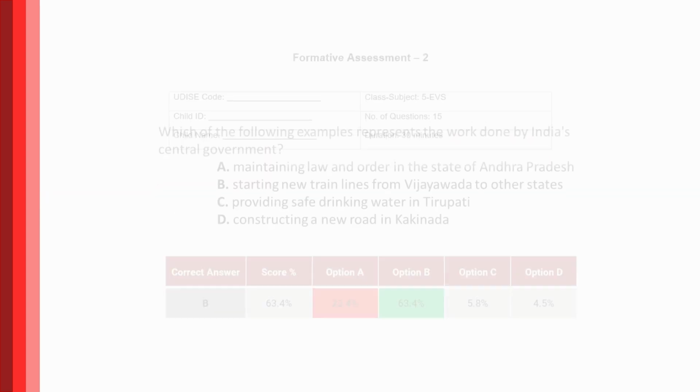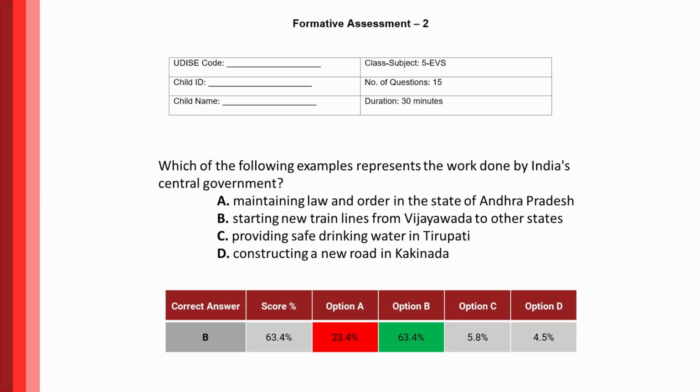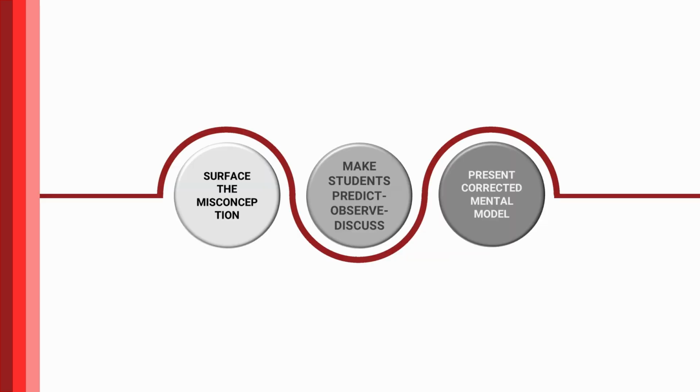Let's apply these to the misconception that we saw before. 23% of the students believed law and order in Andhra Pradesh is a central government matter. In reality, it's a state subject. The center handles matters affecting more than one state, like railways. Students don't hold a sharp picture of which subjects fall under which level. Let's design a 3-step remediation around this.